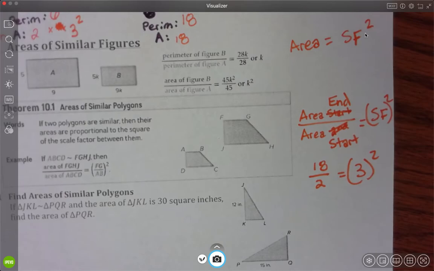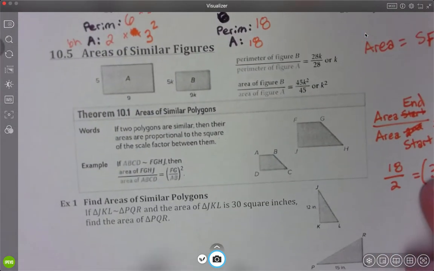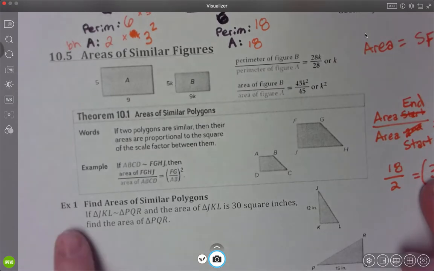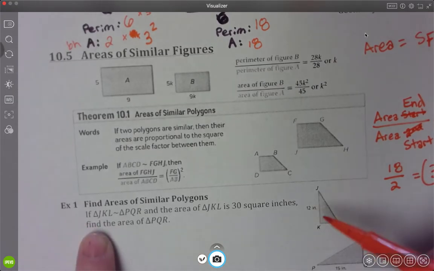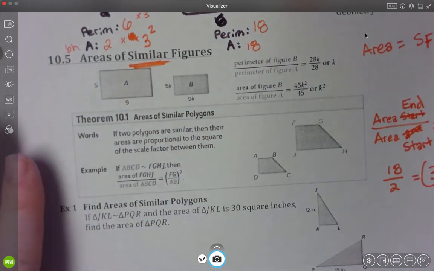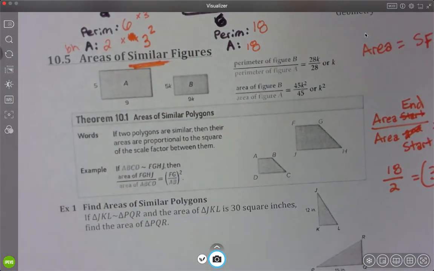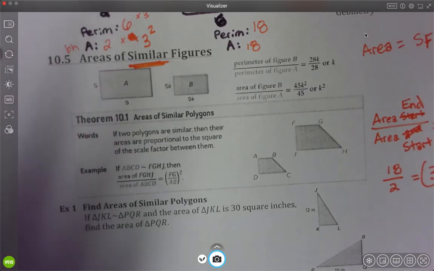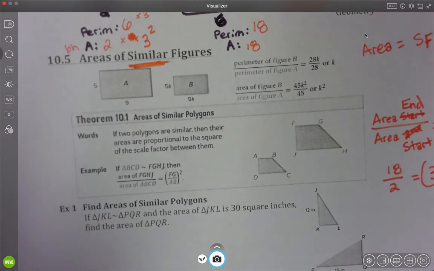Hopefully that made a little bit of sense. Let's go down in here and see if we can figure out the area of this one. They say here that these two figures are similar figures. Now this only works for similar figures. I didn't say that, but that's what the title of this section is. If we're trying to compare a circle to a rectangle, that's not going to work. They have to be the same shape, but a different size, okay?